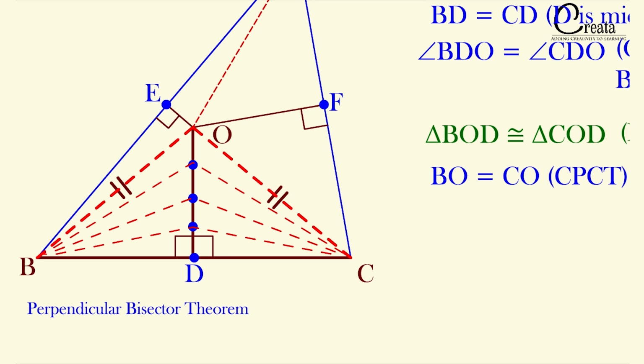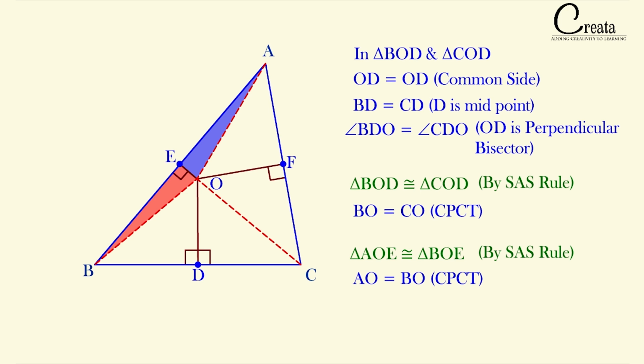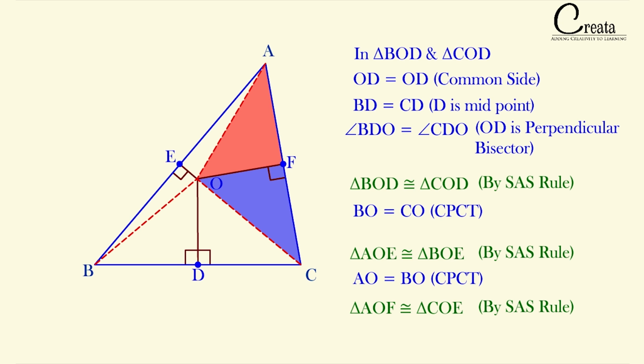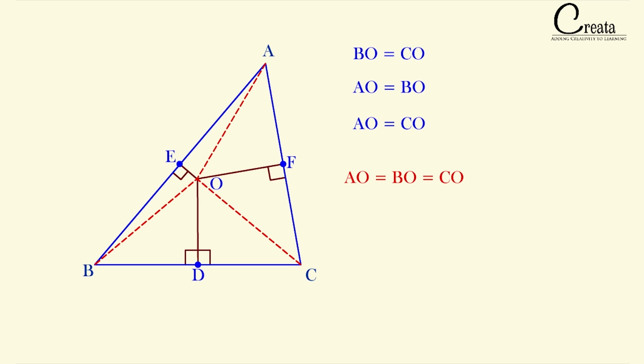Now coming back to the lecture where we have got BO is equal to CO, that is by congruency. Similarly, if we take these two triangles, triangle AOE and triangle BOE, here also these two triangles are congruent to each other. So by CPCT, we can say AO is equal to BO. Both of these line segments will be equal to each other. Similarly, if we take triangle AOF and triangle COF, here also we got AO is equal to CO. If we compare all these three equations, we got AO is equal to BO is equal to CO. All these three line segments are equal to each other.